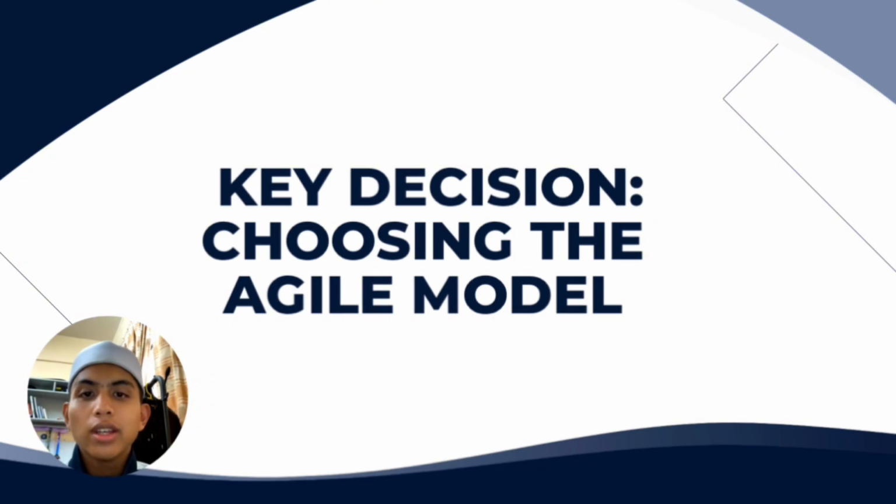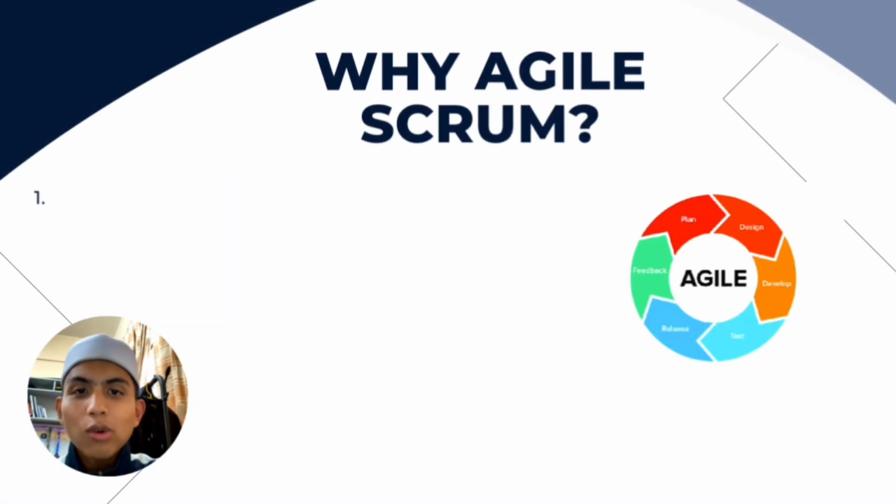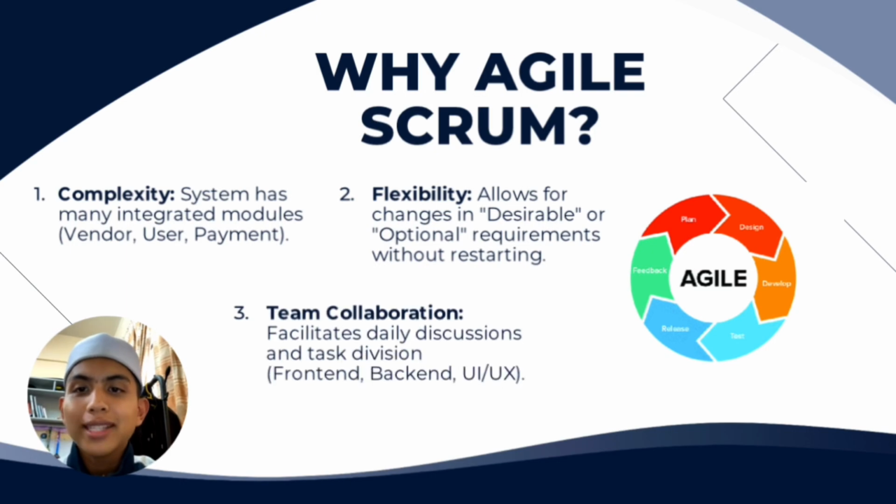Okay, next key decision: choosing the Agile model. Why Agile Scrum? First, complexity. The system has many integrated modules: vendor, user, and payment. Next, flexibility. It allows for change in desirable or optional requirements without starting over. And the last one is team collaboration. It facilitates daily discussion and task division: front end, back end, UI, and UX.